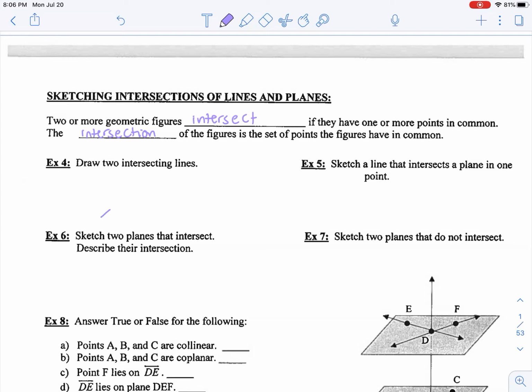So when you draw two intersecting lines, the only way that two lines are drawn intersecting occurs when those two lines intersect at a point. So the point is what we refer to as the point of intersection.